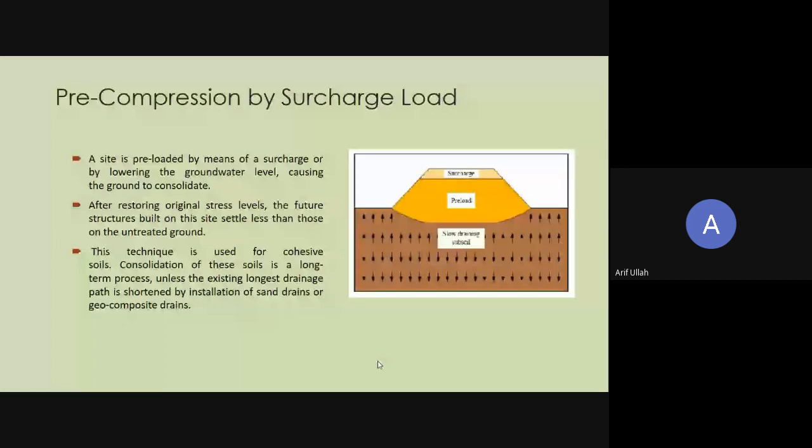Consolidation of these soils is a long-term process unless the existing longest drainage path is shortened by installation of short drains or geocomposite drains.